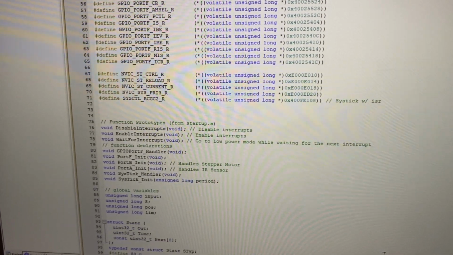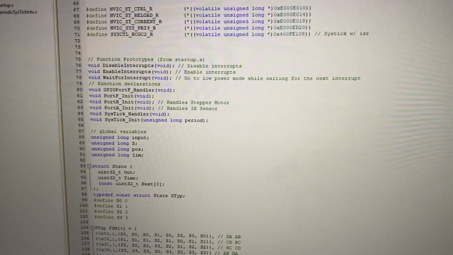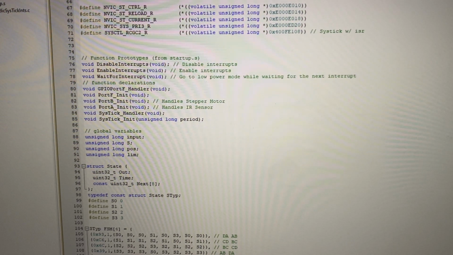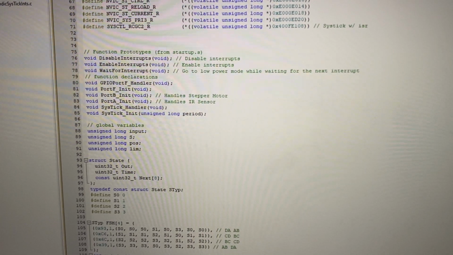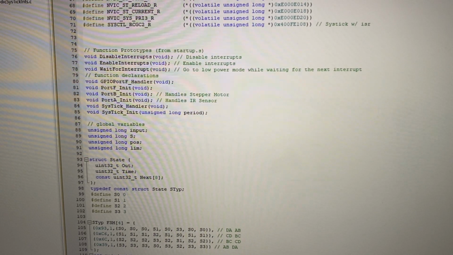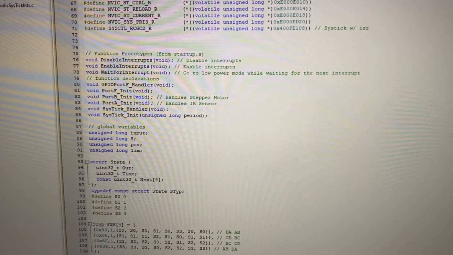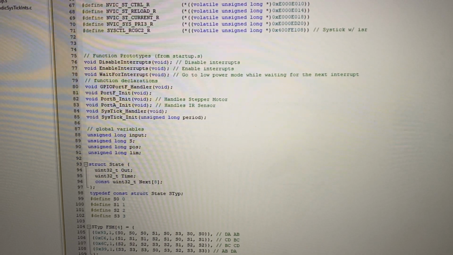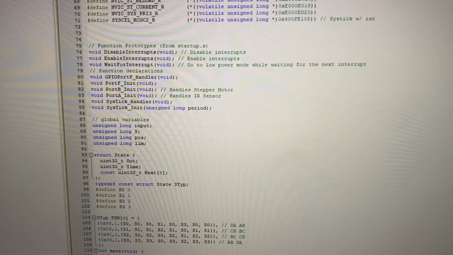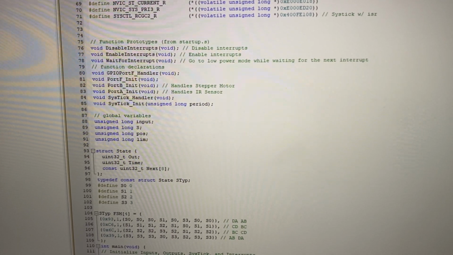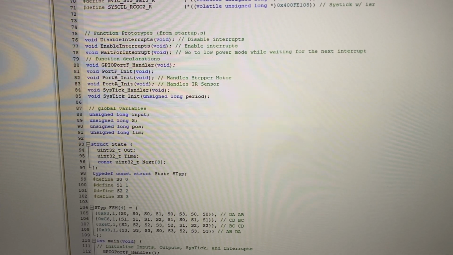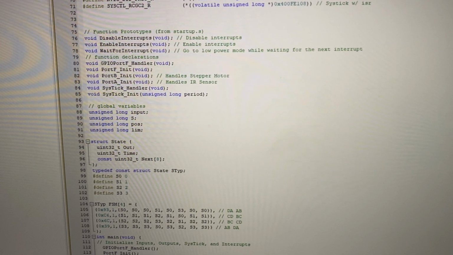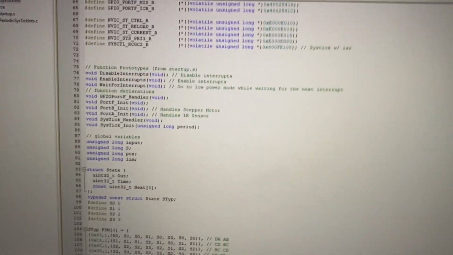As you can see, I have several modules: the disable interrupts, enable interrupts, and wait for interrupts, which are obviously the ones we already used before. The GPIO port F handler is essentially going to handle the interrupt buttons for the race and stage button. Then we have port B init, which is going to initialize and handle the stepper motors. The port A init is going to handle the IR sensor, and the SysTick handler and the SysTick init are going to handle the delays for the lab.